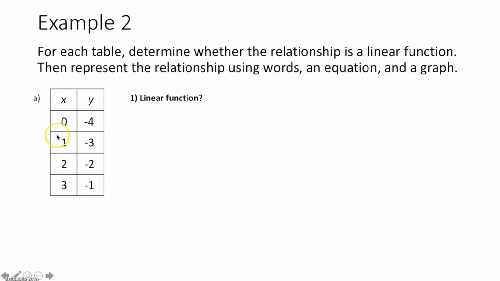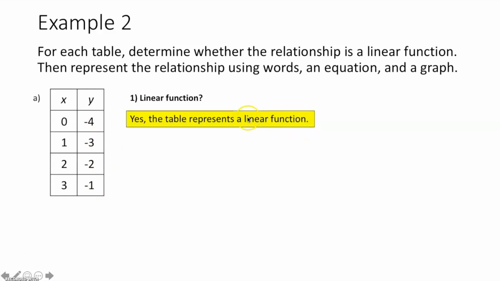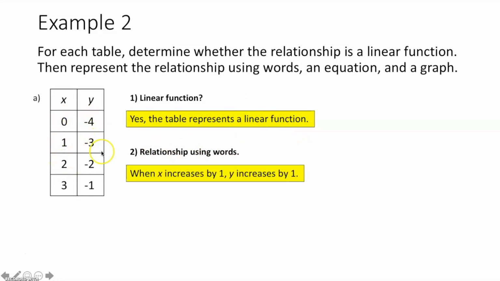So here, the x is increasing by 1 each time. Now the y is increasing by 1 each time. So these are increasing by the same amount, so that checks out for the y. Yes, this is going to be a linear function. It's going to form a line. Next, the relationship using words. As x increases by 1, y is also increasing by 1. This is getting more and more positive.